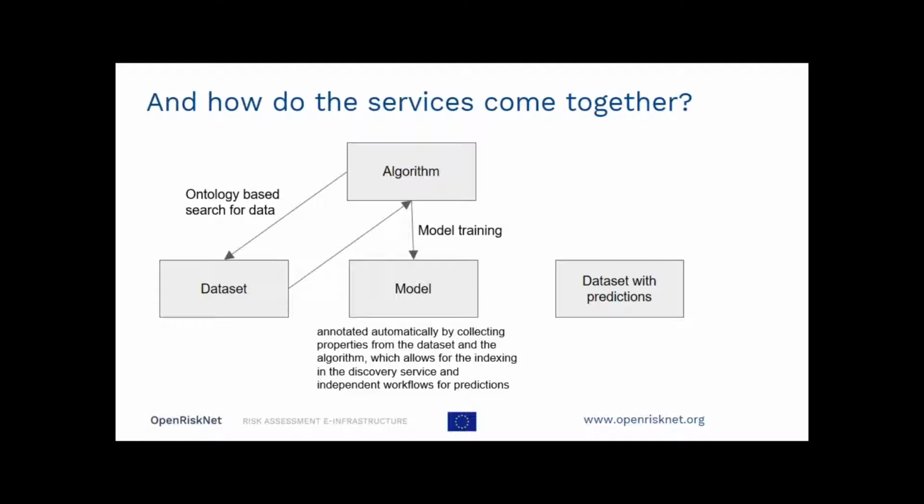Okay, quickly, why I think this is important: because now we can build interoperability. We can have algorithms which then look automatically for data sources. Based on the ontology, the algorithm can say, I need specific data, like a logP. Can you find me the logP for this specific compound?